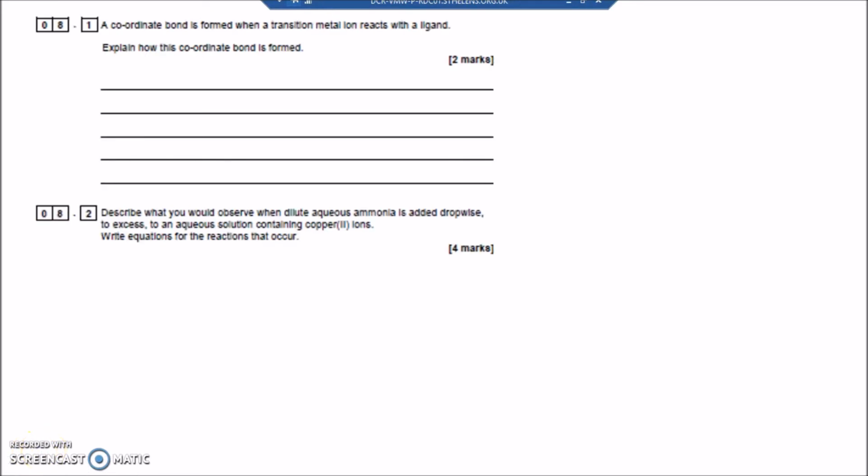Question 8. 8.1. A coordinate bond is formed when a transition metal ion reacts with a ligand. Explain how this coordinate bond is formed.